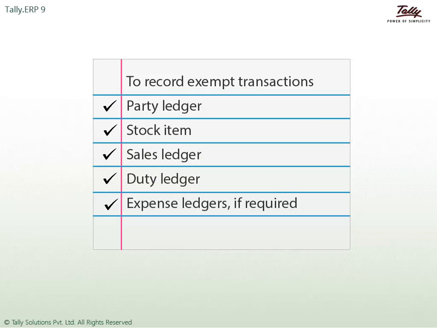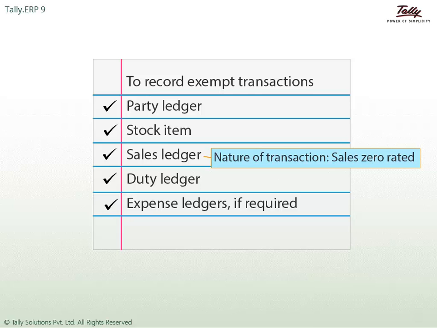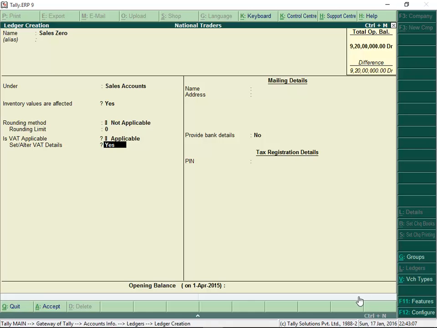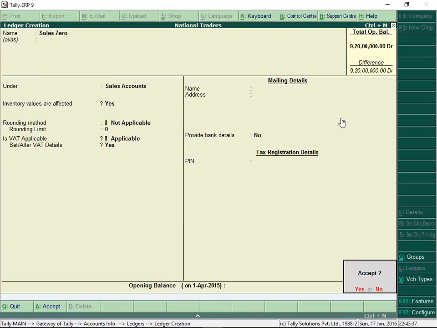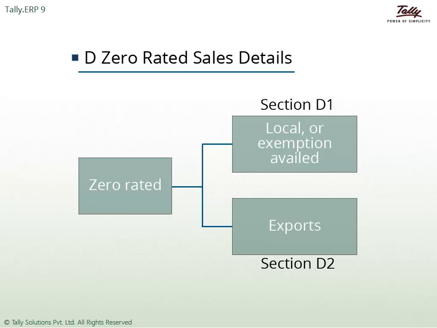To record the sale of a zero rated item, the nature of the transaction should be set to sales zero rated. To define the nature of transaction, enable set or alter VAT details. Select the nature of transaction. The zero-rated sales transactions will be local, exempt, or exports. Let us record a zero-rated transaction with exemption.